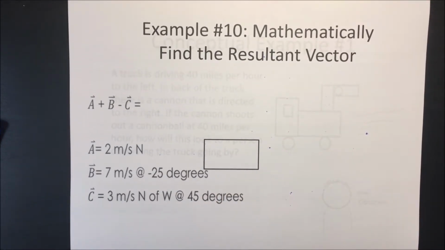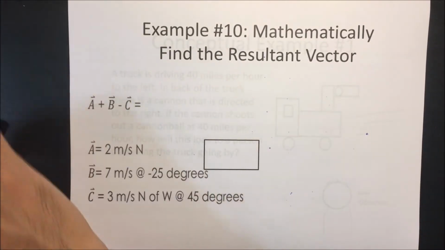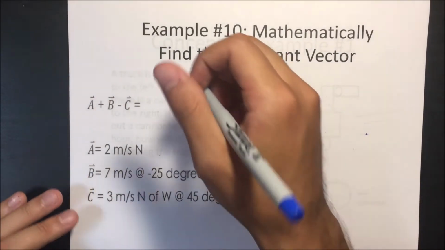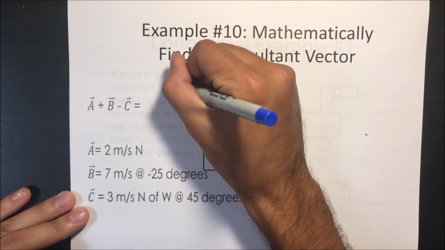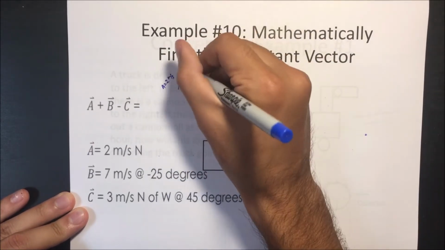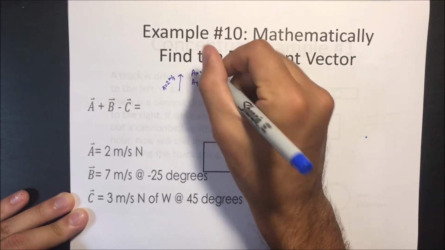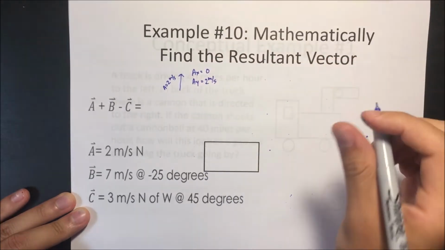Okay. This is the last one we're going to do. So mathematically find the resultant vector here. So we have A plus B minus C. Okay. So let's again just draw everything out. So we have A like this, 2 meters per second. So we can say A in the x direction is 0. A in the y direction is equal to 2 meters per second.